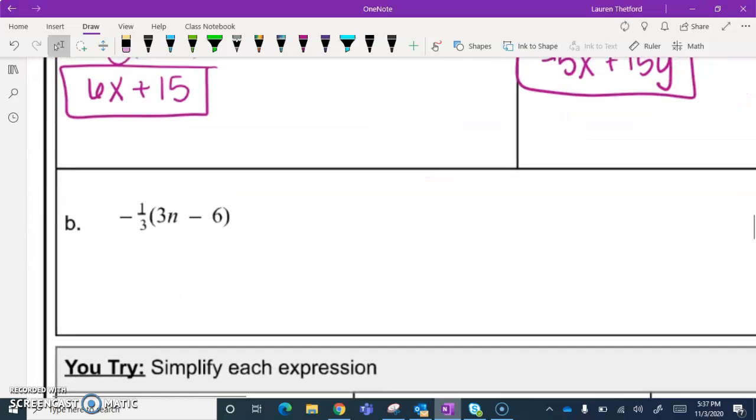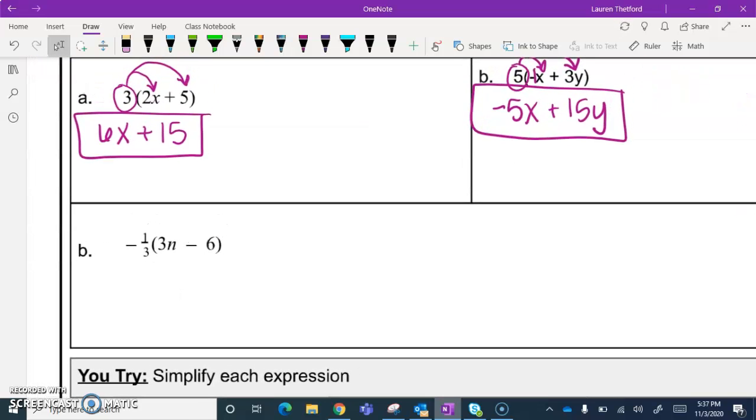One last example. Now we're going to multiply with a fraction and a negative. So we have negative 1/3 times the quantity 3n minus 6. So when I write this, I'm going to write this kind of like how I did that ice cream cone. So I'm going to multiply negative 1/3 times 3n. And then I'm going to multiply my negative 6 times my negative 1/3.